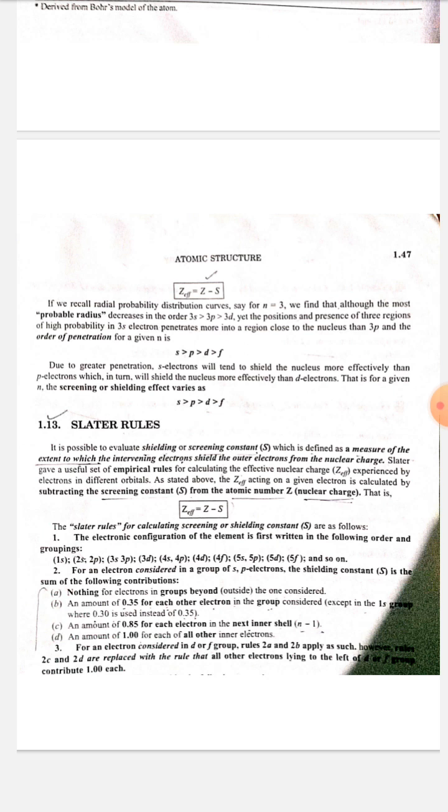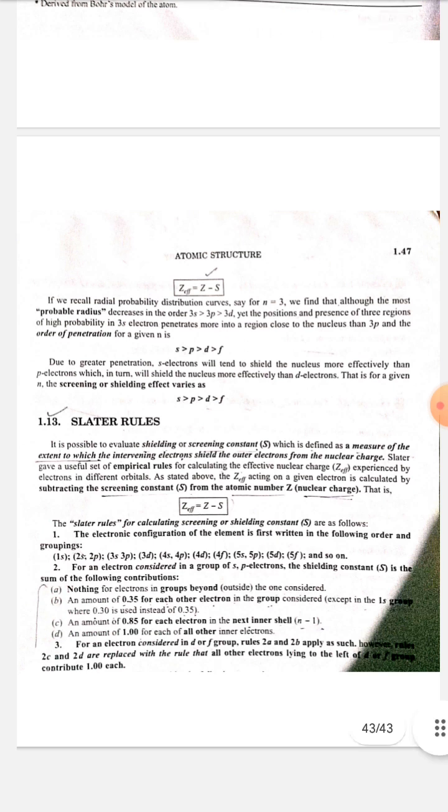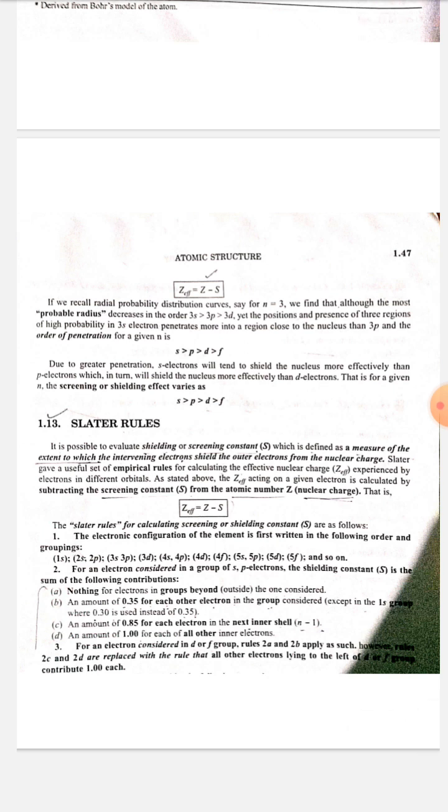Due to greater penetration, an s electron will tend to shield the nucleus more effectively than a p electron, which in turn will shield the nucleus more effectively than d electrons. That is, for a given n, the screening or shielding effect varies as s > p > d > f.